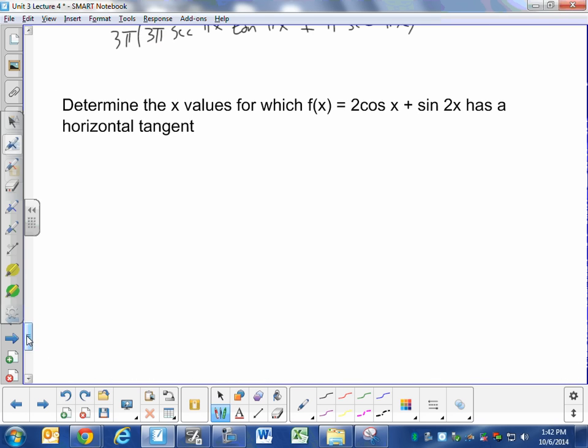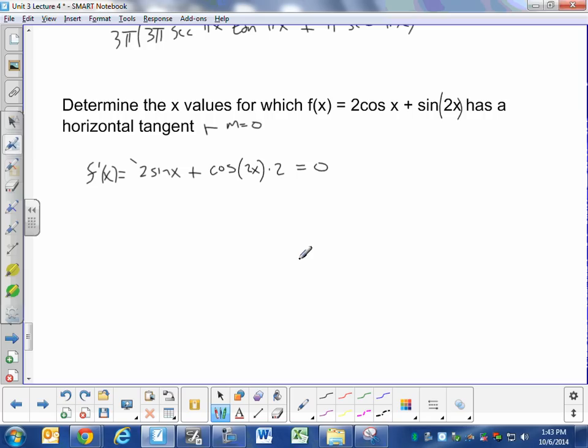Next question, determine the x values for which f of x, which is equal to 2 cos x plus sine 2x, has a horizontal tangent. So, it's the old problem where we're trying to find when the slopes of my tangents are equal to 0. So I'm going to take the derivative to get my slope generator, set that equal to 0, and solve. F prime is negative 2 sine x, so you don't have to do any crazy rules for 2 cos x. Just the constant times the derivative of cosine, which is negative sine. Now for sine 2x, you'd have to take the derivative of sine, which is cosine 2x times 2.